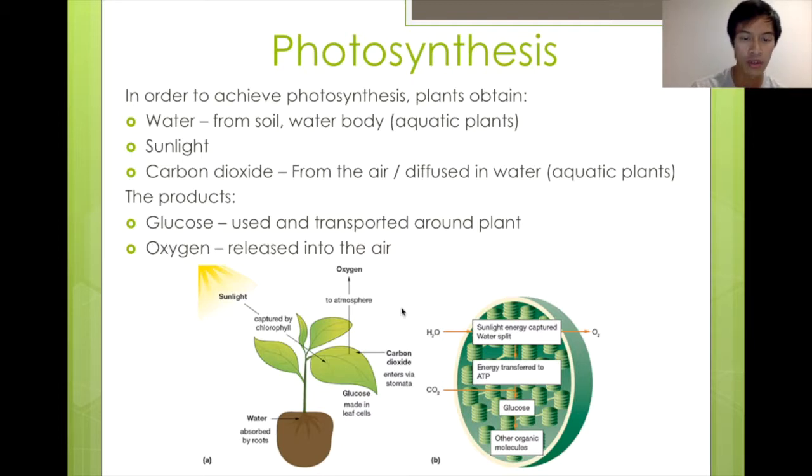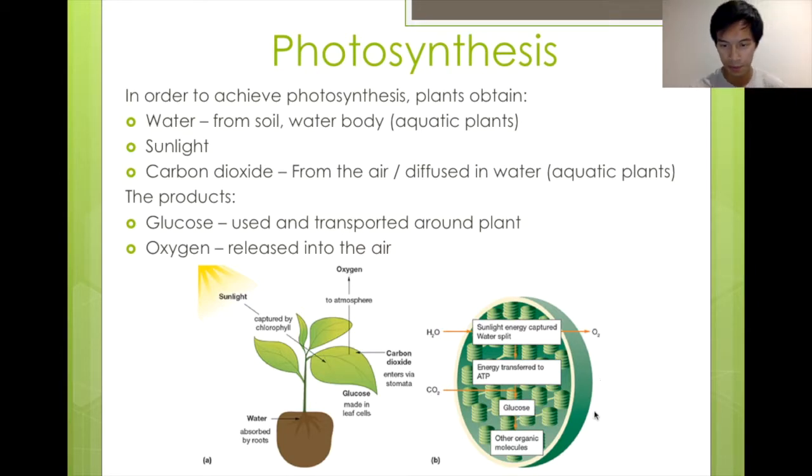Here's a very simple diagram to show what happens. Here's a typical terrestrial plant. Water is obtained from the soil and absorbed by the roots. And then you've got the leaf, which is your main photosynthetic organ. It's the main structure that the plant uses to drive photosynthesis. It captures sunlight through chlorophyll, it takes in carbon dioxide through the stomata, and then it produces glucose within the leaf, which then gets transported, and releases oxygen into the atmosphere.